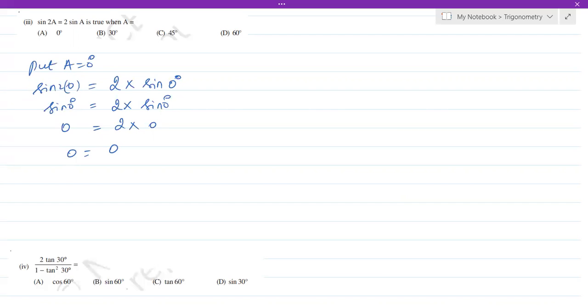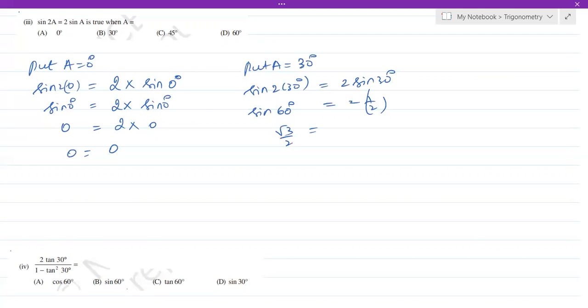Okay, let's also check with all the other options. If I take a as 30 degrees, sin 2 into 30 degrees is my LHS. The RHS is 2 sin 30, and sin 30 is 1 by 2. Sin 2 into 30 is sin 60, which is root 3 by 2. But on the RHS the 2 gets cancelled, and you are getting 1. Definitely root 3 by 2 is not equal to 1.